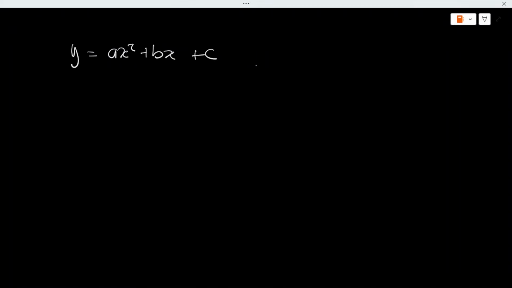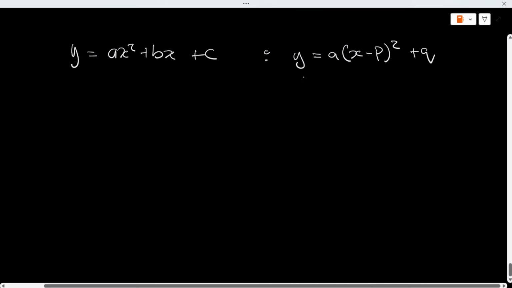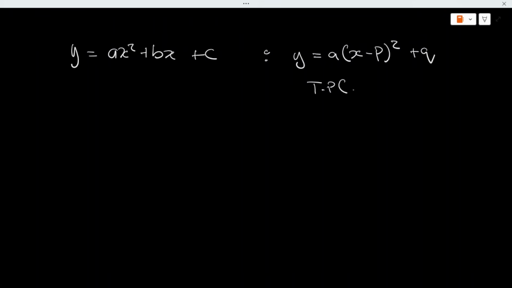There are two ways that you can find the turning point of a parabolic function. The first one is the easiest when you have the turning point form of the quadratic function, which is y is equal to a times (x minus p) all squared plus q. In this case, the TP, or the coordinates of the turning point, would be given by the p value over there is the x value, while the q value over there would be the y value.